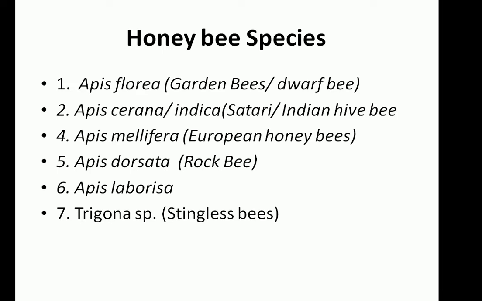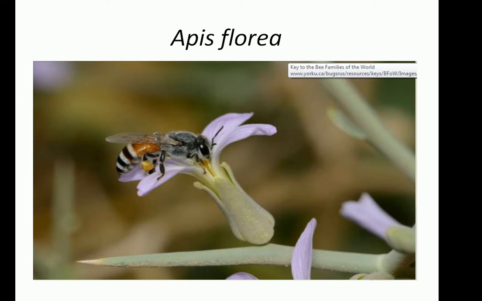Apis laboriosa is the sister bee of the rock bee. And the last is Trigona or Tetragona. These are about six species of bees found in India. You can look at the pictures. This is a very important garden bee, Apis florea.